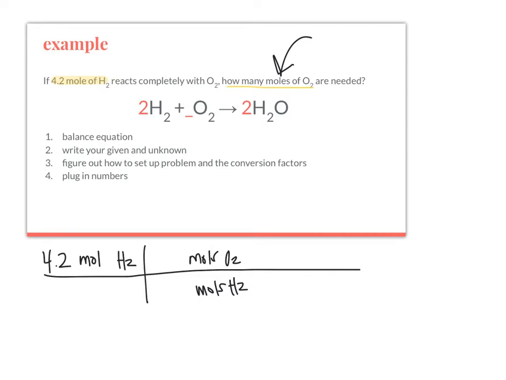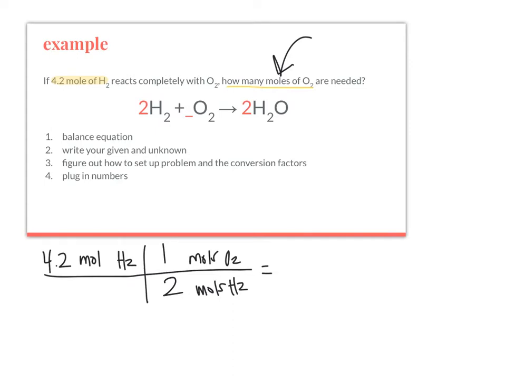So let me erase all this. And to figure out how many moles of H2 equal how many moles of O2, how we figure out that conversion factor, we have to look back up here. So there are 2 moles of H2 for every 1 mole of oxygen. So there'd be a 2 down here. 2 moles of H2 is equal to 1 mole of O2. And then we'd work it out like normal.